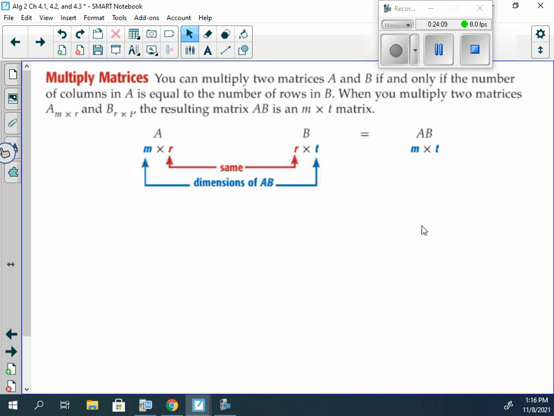You can multiply two matrices if and only if the number of columns of A is equal to the number of rows in B. We can multiply two matrices as long as the columns of the first equal the rows of the second. And if it is able to multiply, the rows of the first by the columns of the second will be the new dimensions of our new matrix.